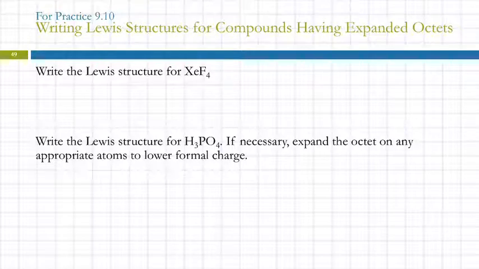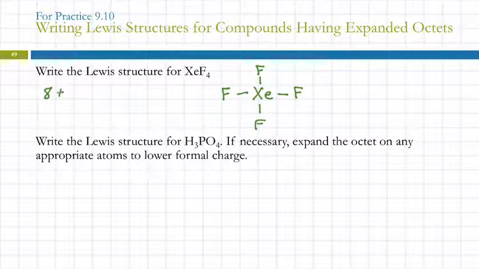Write a Lewis structure for xenon tetrafluoride. We'll put Xe in the middle and put fluorines around. And then we have to look at, well, how many valence electrons? Well, xenon has 8. And we've got 4 fluorines, and they each have 7. 4 times 7 is 28, and 8 is 36.